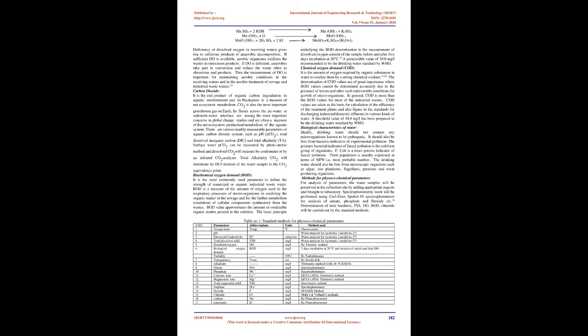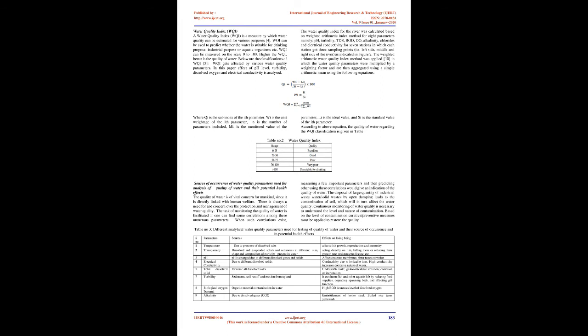Biological characteristics of water. Ideally, drinking water should not contain any microorganisms known to be pathogenic. It should also be free from bacteria indicative of fecal pollution. The primary bacterial indicator of fecal pollution is the coliform group of organisms. E. coli is a more precise indicator of fecal pollution. Their population is usually expressed in terms of MPN, i.e. most probable number. The drinking water should also be free from microscopic organisms such as algae, zooplanktons, flagellates, parasites and toxin-producing organisms.